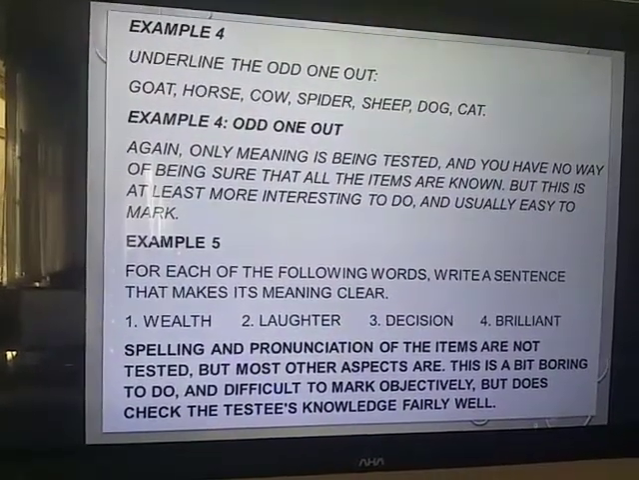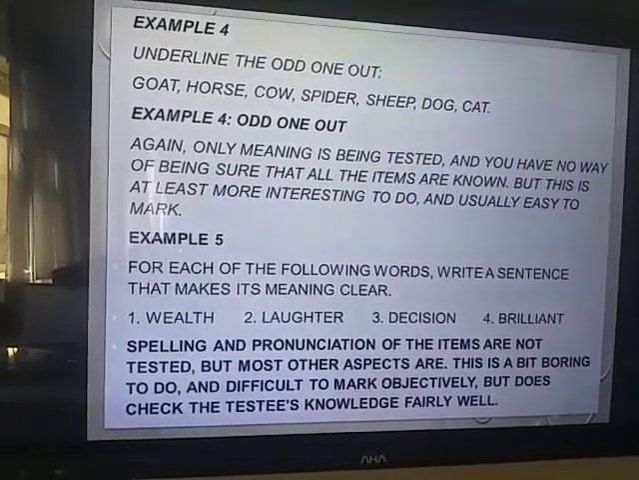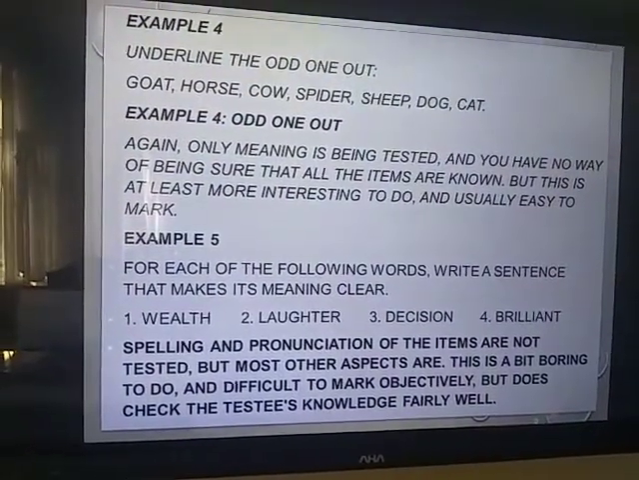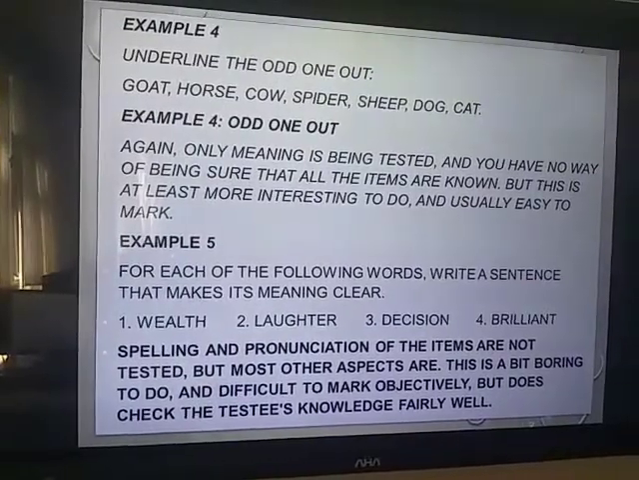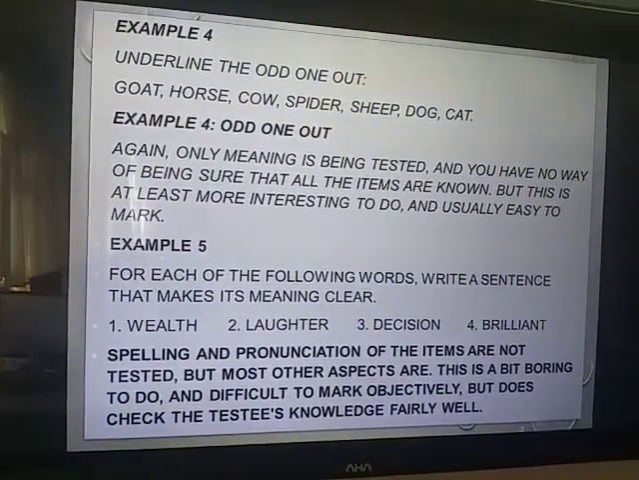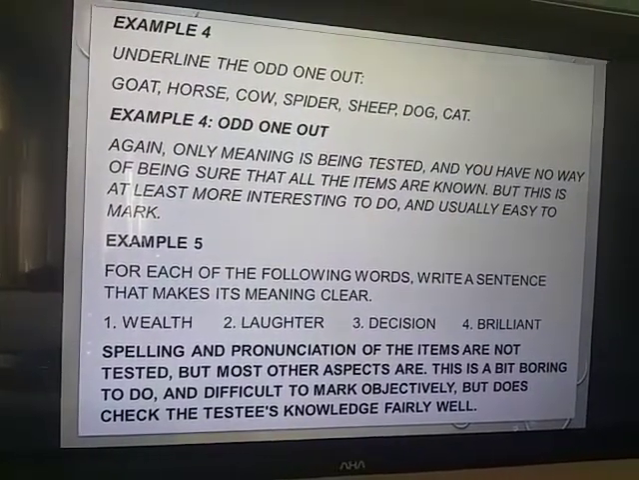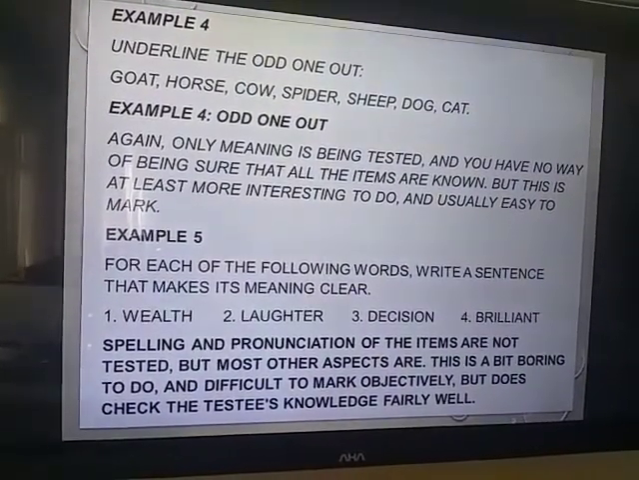Example 5: for each of the following words write a sentence that makes its meaning clear. There are given words, learners must make up sentences. Spelling and pronunciation of the items are not tested, but most other aspects are. This is a bit boring to do and difficult to mark objectively, but does check the testee's knowledge fairly well.